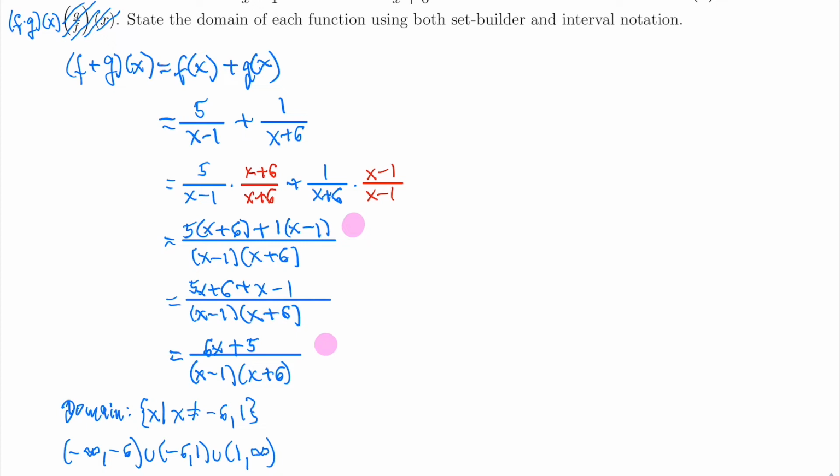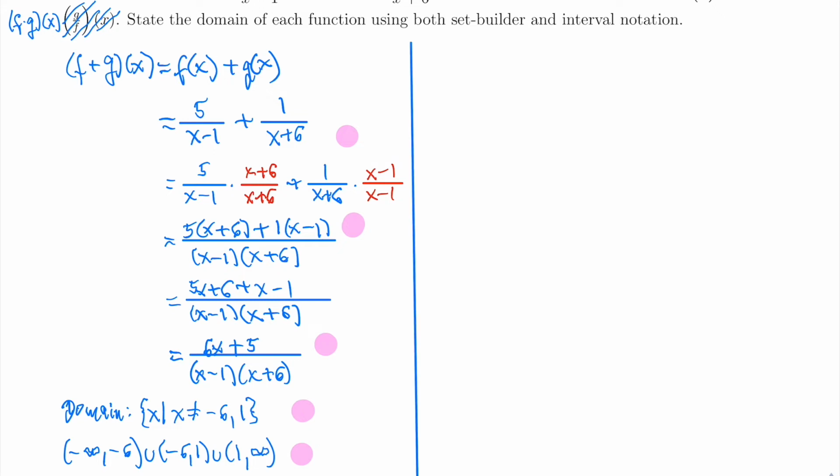However, it is always important to remember that when we find our domain, both here and here, we always need to take into account our original functions when we started. Already at this point we can see that x must not be 1 and x must not be negative 6, and even if something cancels at the end, we still have to keep in mind that the domain excludes those two numbers.